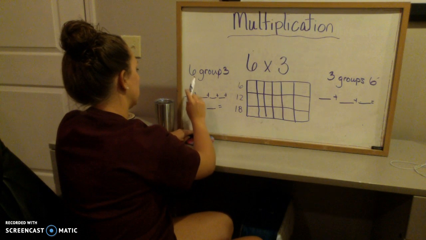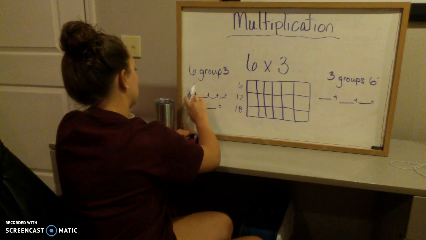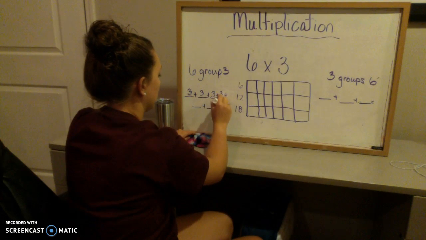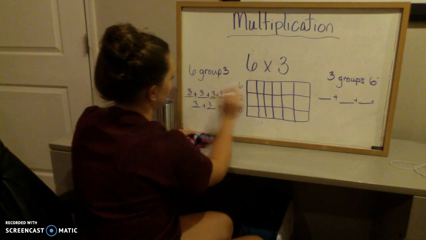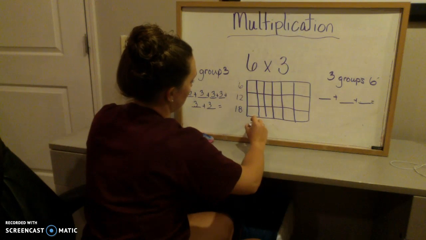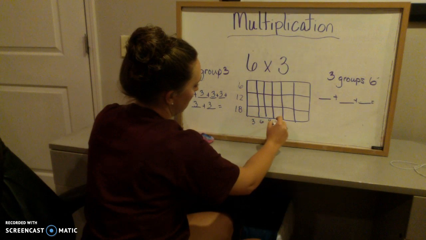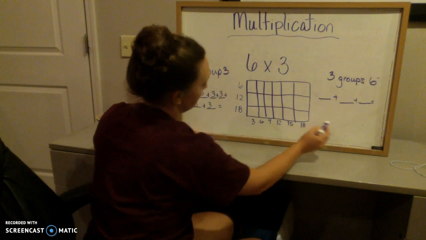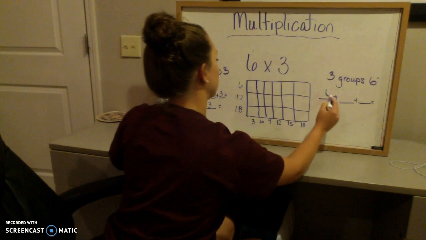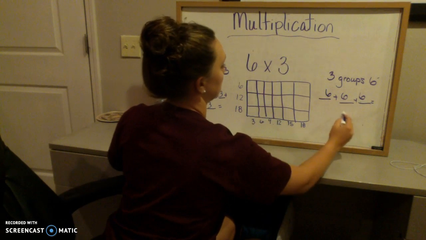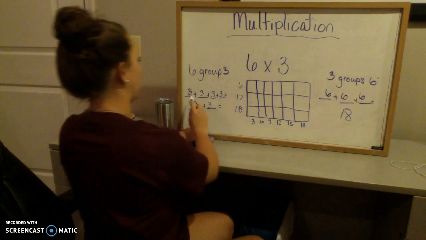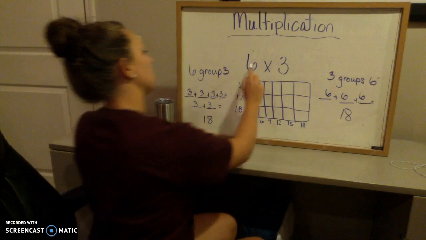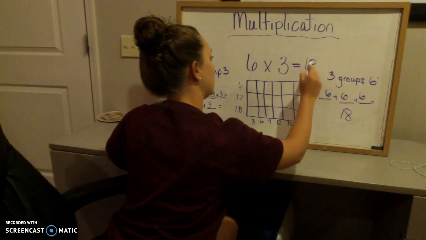So 3, 6, 9, 12, 15, 18. That's what I just did right here. So 6 plus 6 plus 6 equals 18. 3 plus 3 plus 3 plus 3 plus 3 plus 3 equals 18. 6 times 3 equals 18.